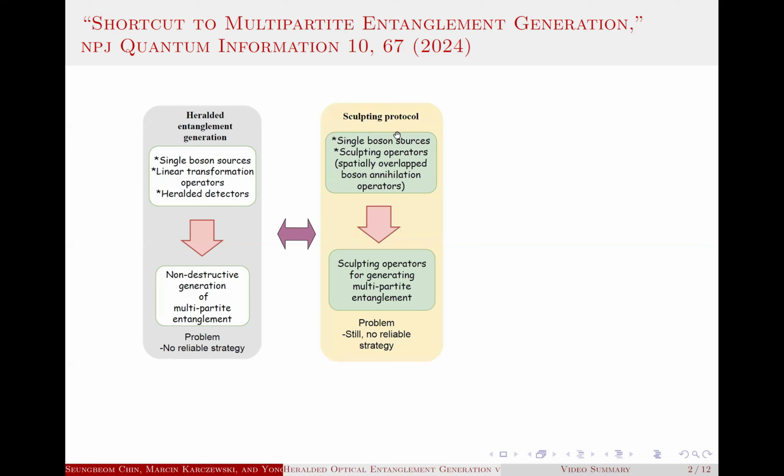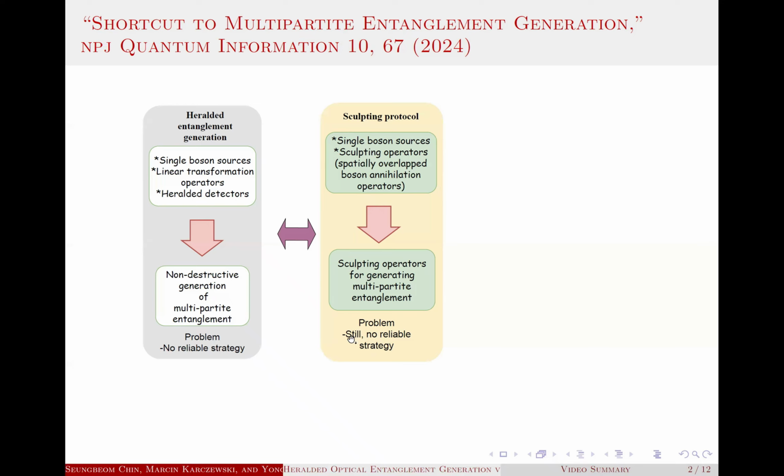The sculpting protocol is a way of interpreting heralded schemes with simplified forms of operators. Here the physical elements are translated into different elements: single boson sources and sculpting operators, which are spatially overlapped boson annihilation operators. This sculpting operator corresponds to a combination of linear transformation operators and photon or boson detections at the outputs. And suitable sculpting operators correspond to multipartite entangled states.